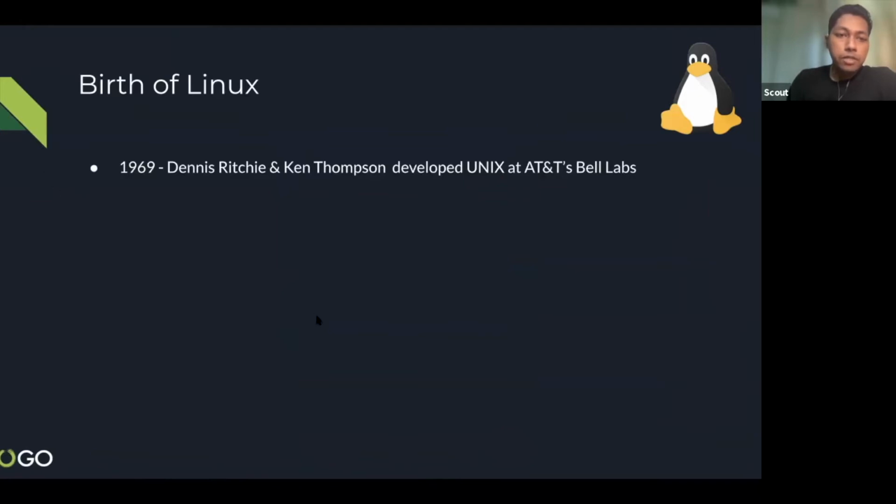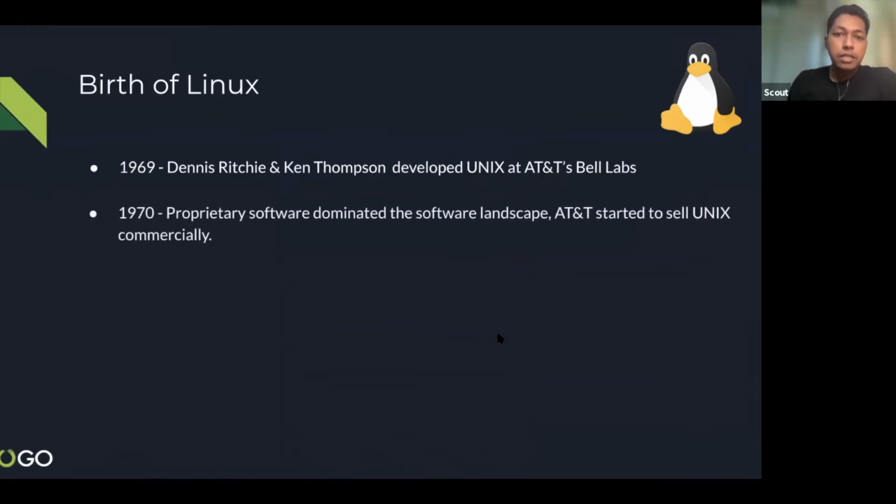So this is a brief history that is written here. In 1969, Dennis Ritchie, and this is a very popular name, Dennis Ritchie. Why is he popular? Any other reason why Dennis Ritchie is popular apart from Linux? Anyone knows? Yes, C, right? We all know Dennis Ritchie is the, yes, he created C, right? Dennis Ritchie and Ken Thompson developed Unix at AT&T Bell Laboratories.